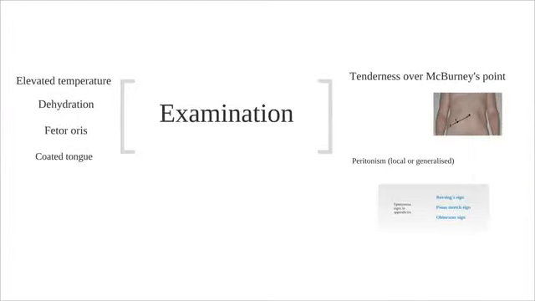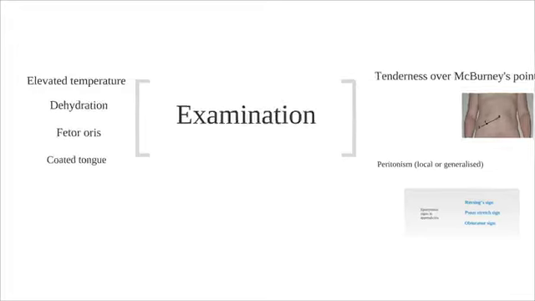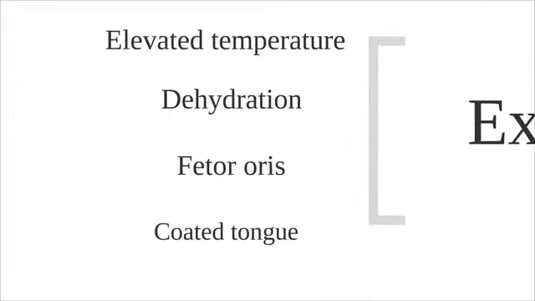Moving on to examination, one can consider general features of the patient's examination and more specific features that one might find on an abdominal examination. General features that the patient may be displaying include appearing flushed and having a fever. The patient may also have signs of dehydration, a dry coated tongue, and sometimes foetor oris.